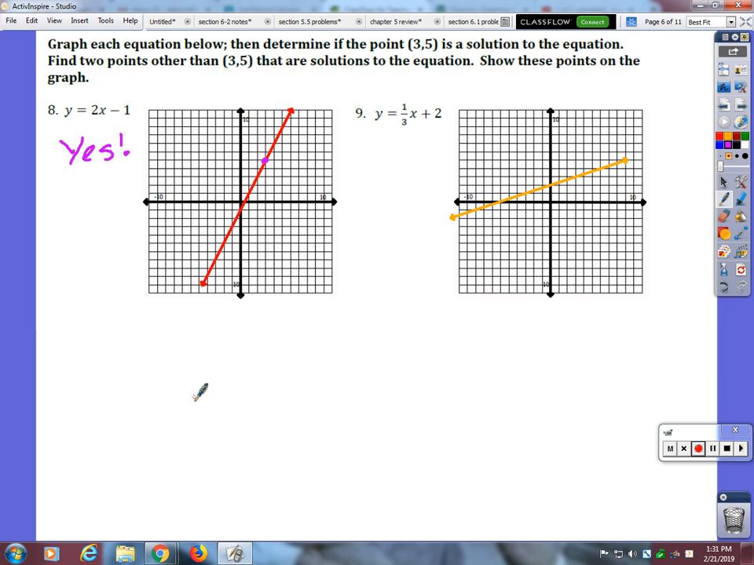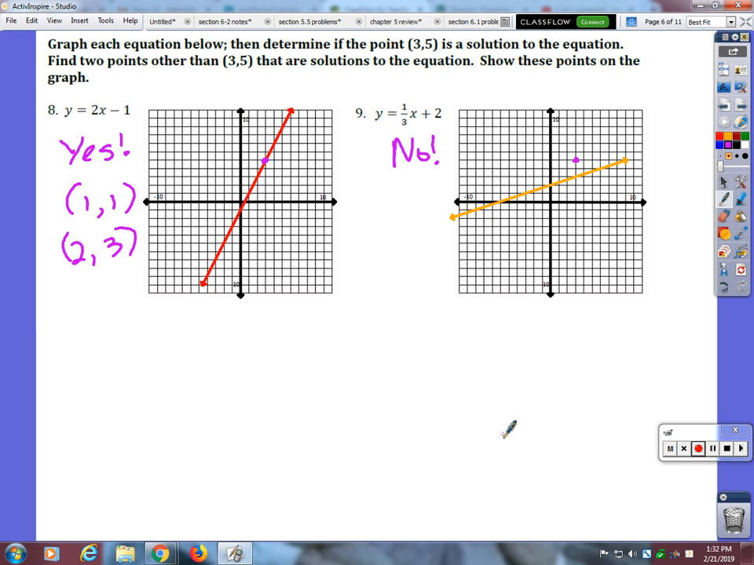One, one, okay. Two, yep, 2, 3. Okay, so that's good. How about this one? Is the point 3, 5 on this graph? 1, 2, 3, 1, 2, 3, 4, 5. Nope. That one is hovering above the graph, so that is a big fat no.